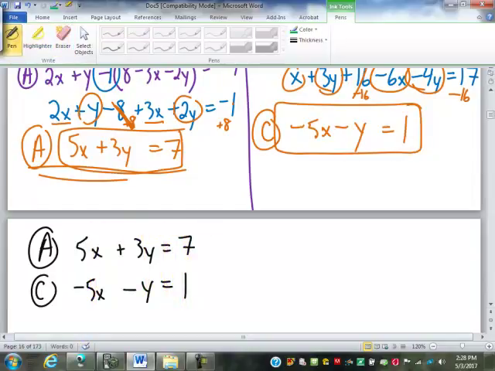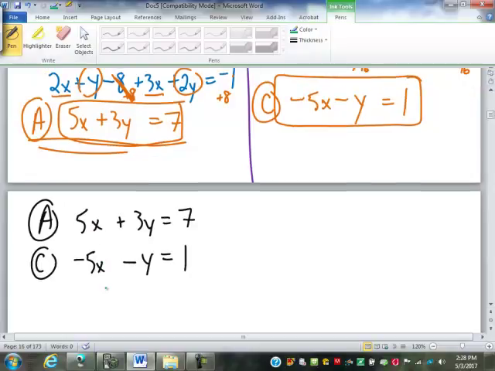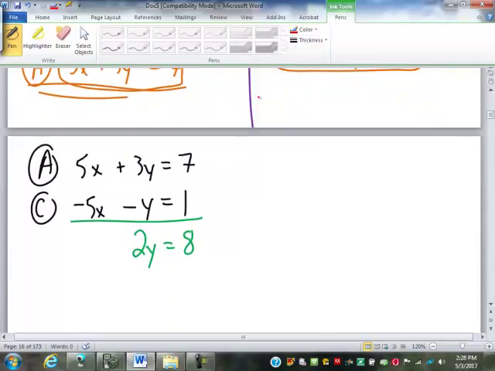And if we add down our columns, we have positive 5x and negative 5x, so that's going to disappear on us. 5x and negative 5x cancels out. 3y and negative y? 2y. And then 7 and 1 is 8. So we're going to just divide by 2 to get y equals 4. So we have y equals 4.